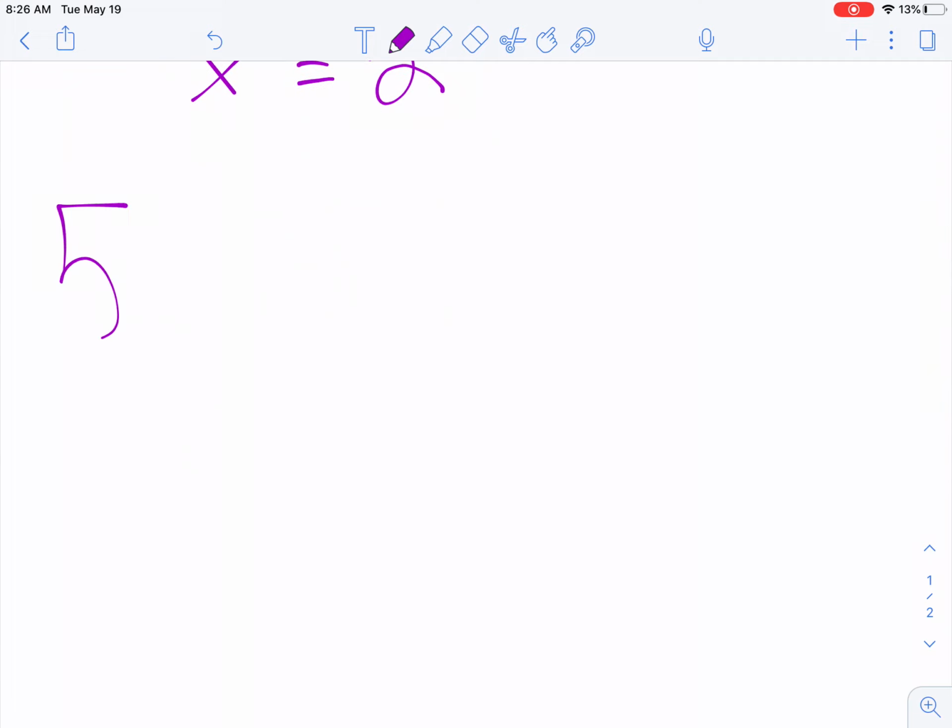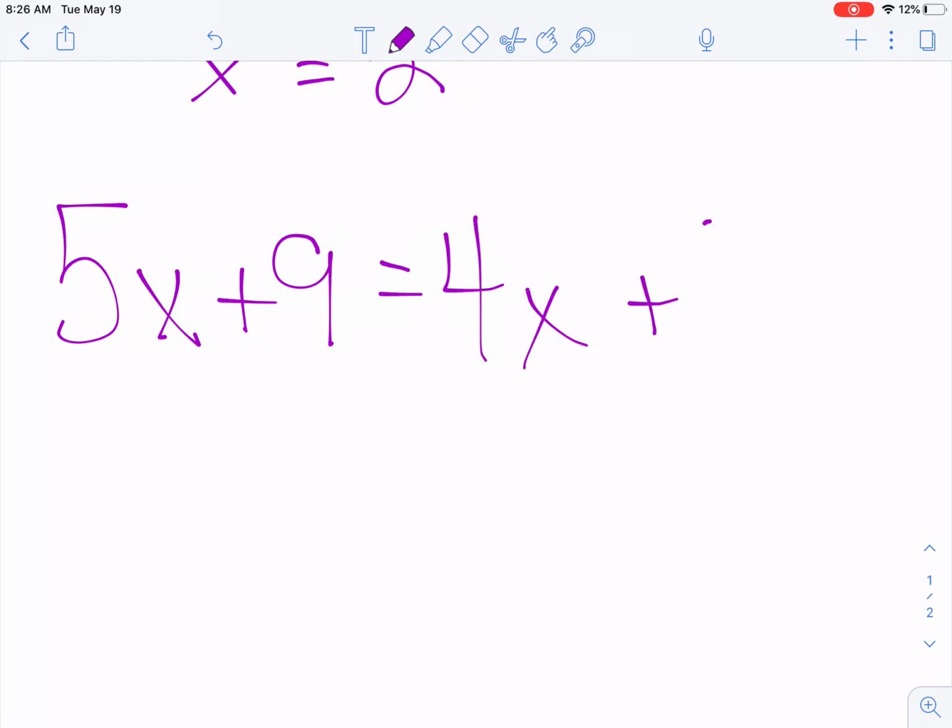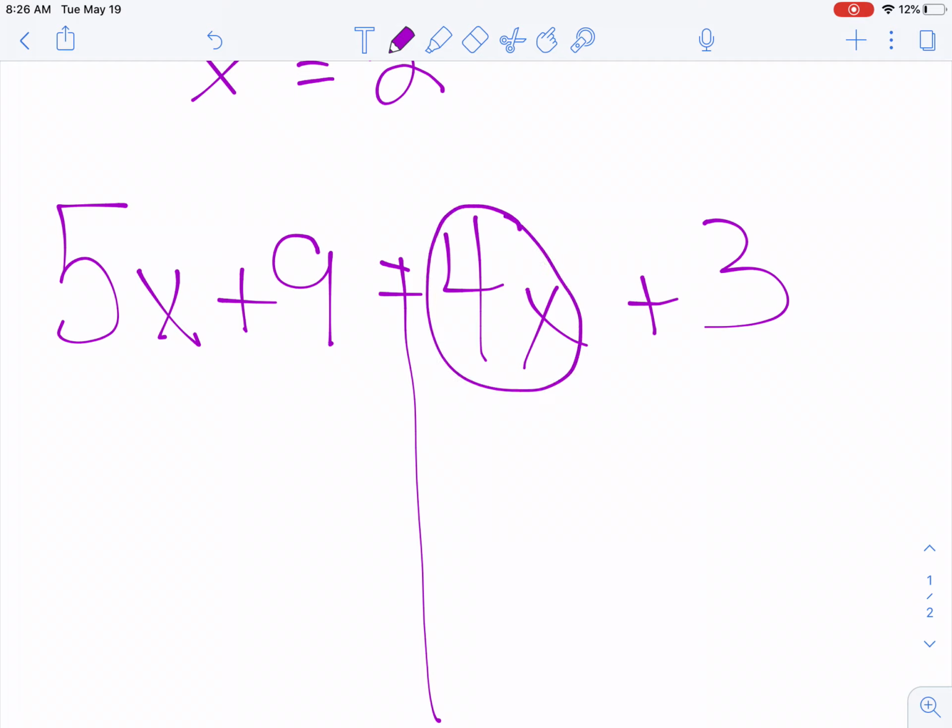The next one is going to be a little bit harder. What makes it a little bit harder is that I have variables and numbers on both sides of the equal sign. And we know that we want our variable on one side and our number on the other. Okay, and here's our equal sign, right? So when I look at this, I want to get rid of this 4x. I don't want it on this side of the equal sign.